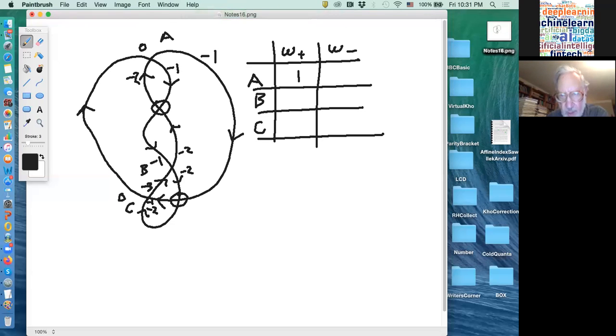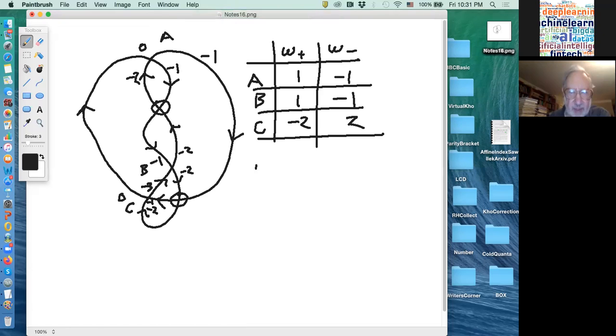So I have 1, minus 1, 1, minus 1, and minus 2, 2, as you can check. For example, let's do C. 0, well, minus 2 going into 0, that's the plus 1, and it's a minus 2. And minus 1 minus minus 3 is 2. Yeah? So those are my weights.